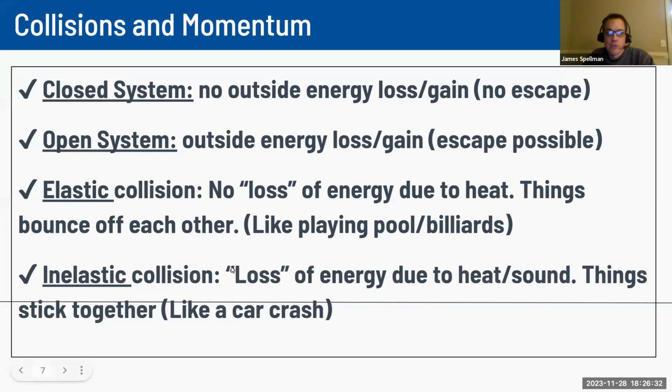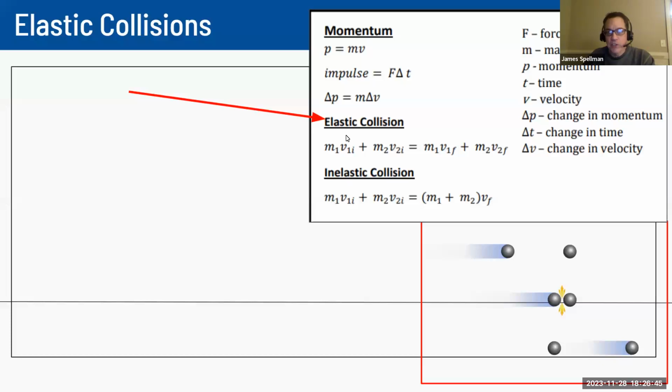Typically in an inelastic collision, we do see very easily the loss of energy due to heat and sound. So if you saw two cars crash, energy would be lost in terms of the crumpling of the car and the heat that was being made. So in an elastic collision, you have a formula on your formula sheet that we can use.